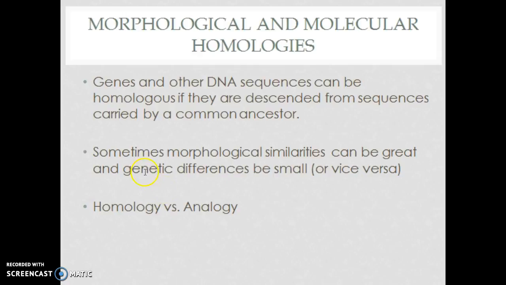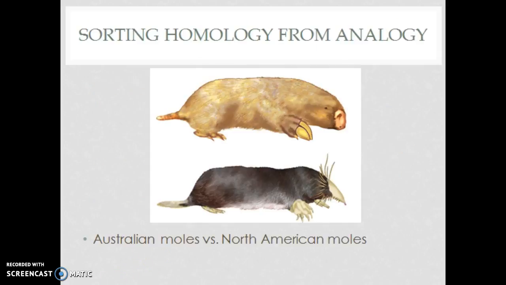And in some cases, very great similarities in terms of anatomy, implying what would seem to be common ancestry, can actually have very, very small genetic differences. And sometimes very, very small genetic differences can produce two entirely different looking organisms, which can get a little bit confusing when we look at the homology and analogy of it all. Case in point would be the Australian moles versus the North American moles.